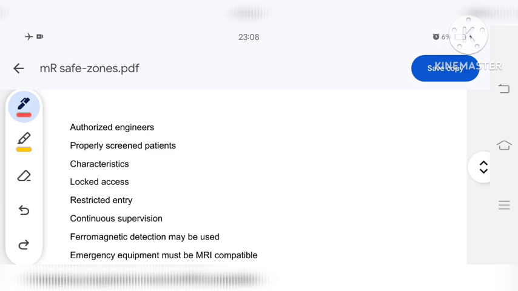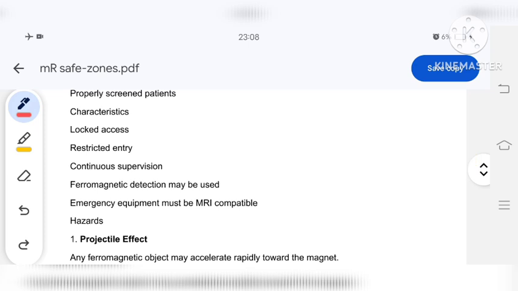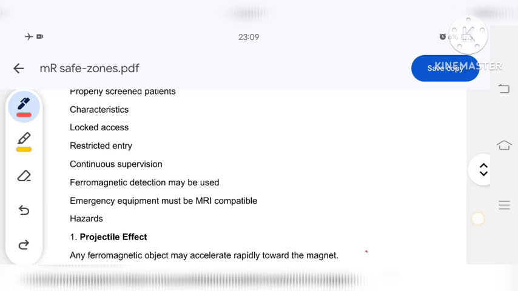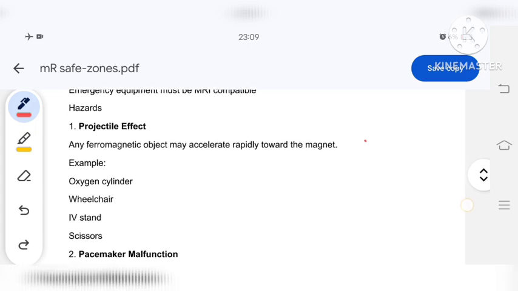Characteristics of this zone are locked access, restricted entry, continuous supervision, and ferromagnetic detection may be used. Emergency equipment must be MRI compatible. Hazard for this zone: projectile effect. This is very important to know.